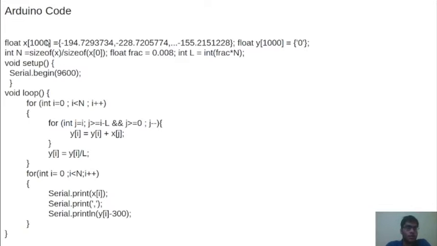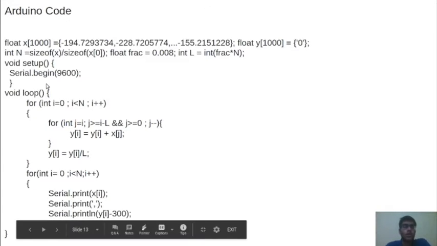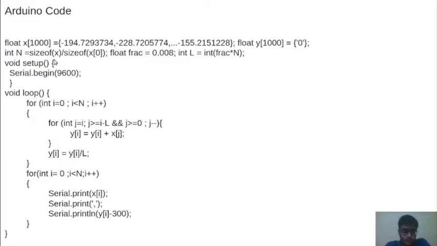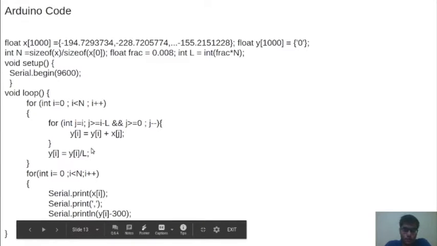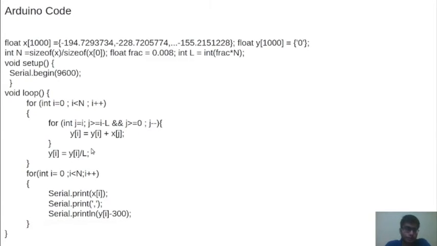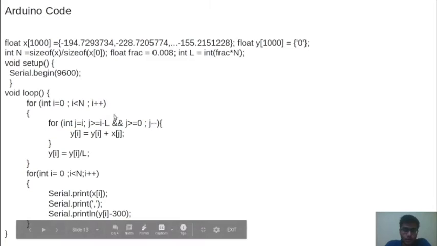Now in an Arduino code there are two parts. One is the void setup and another is the void loop. Void setup usually runs only once, and the void loop keeps on running until you stop the program or reset the Arduino. So in the void setup we are setting the baud rate equal to 9600, and in this loop we are writing the algorithm which we derived.